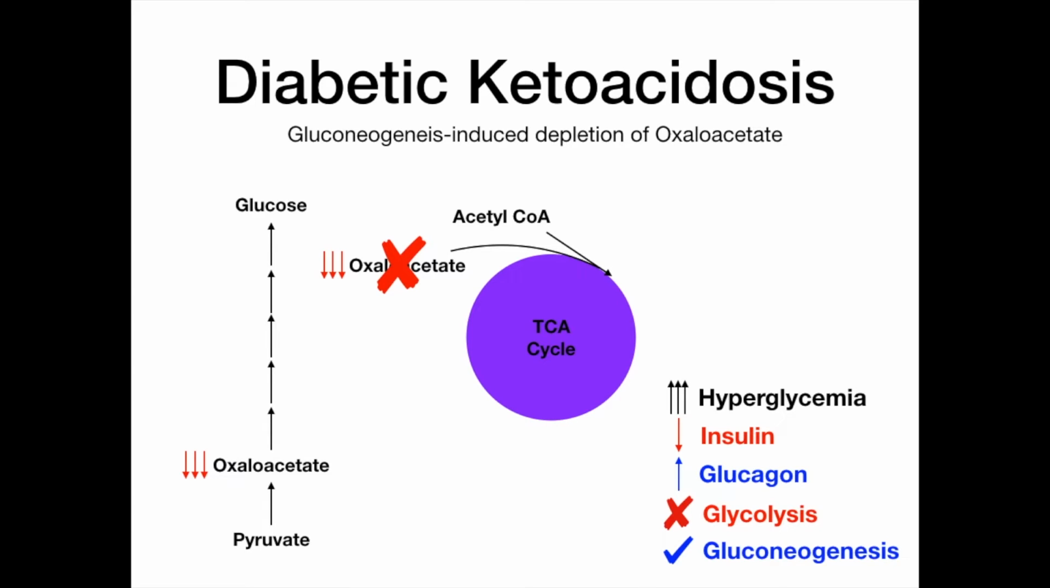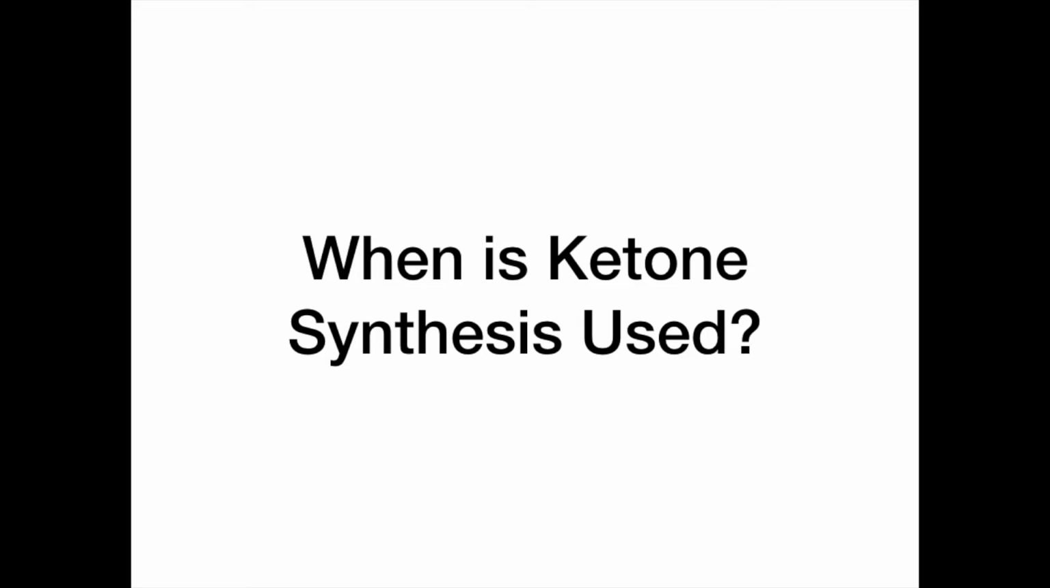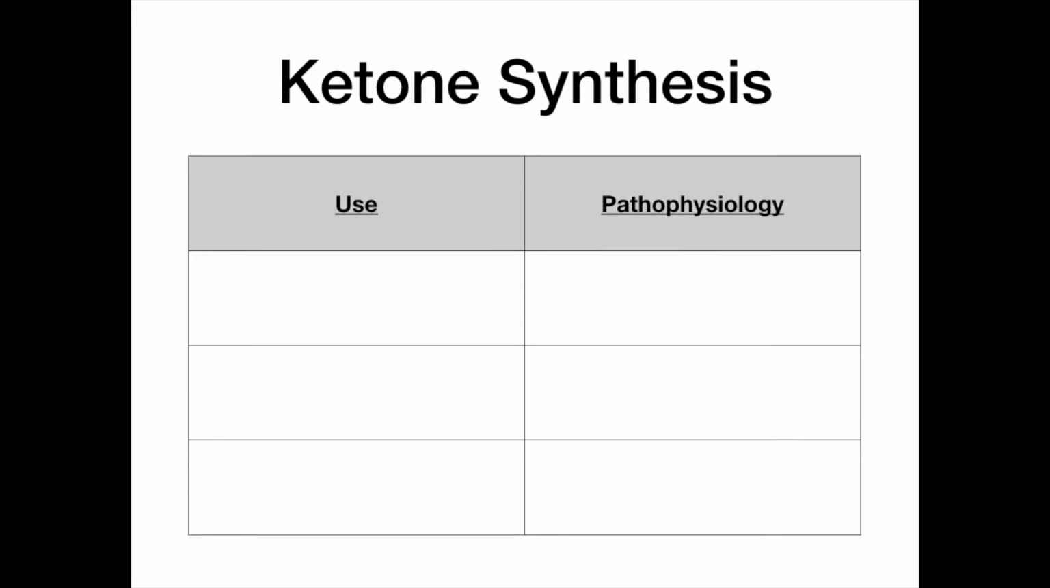The reason here being there are decreased levels of insulin and increased levels of glucagon. So DKA and starvation are functionally identical when it comes to the reasons that they form ketones. So when is ketone synthesis used? Remember, that was the question that we were considering before we had this discussion. And again, I'm going to use a chart to summarize everything that we've talked about so far.